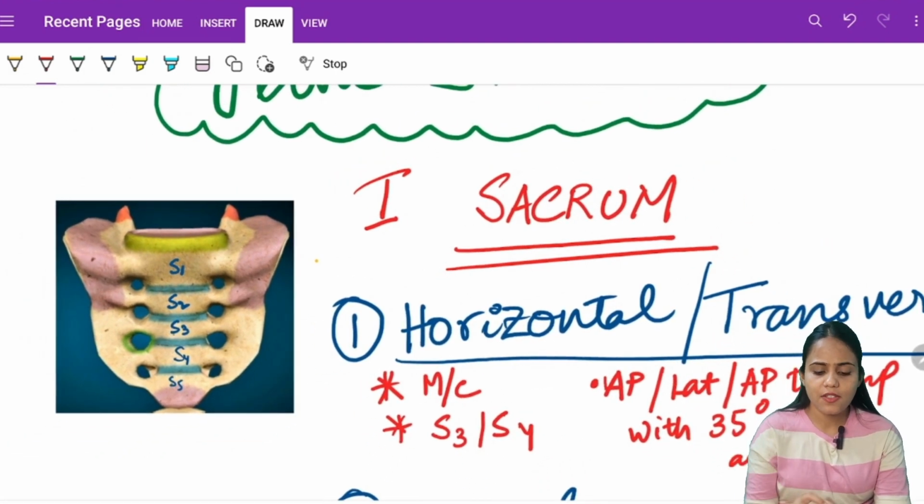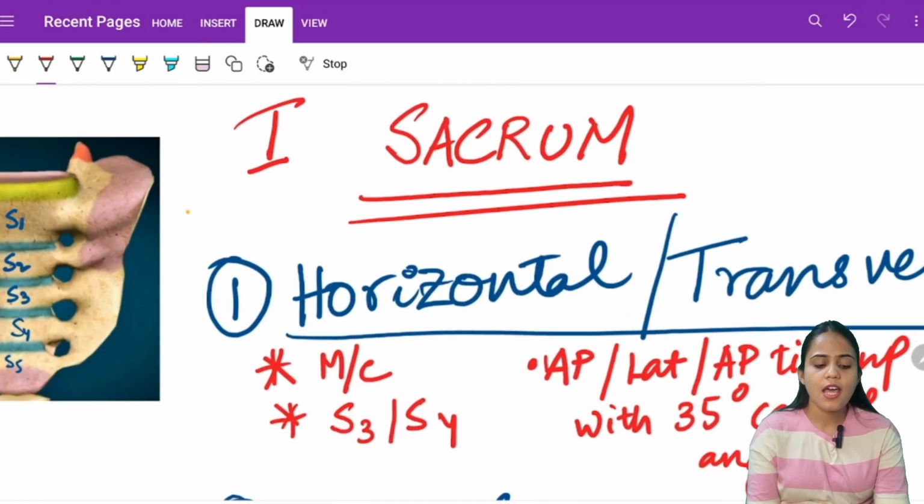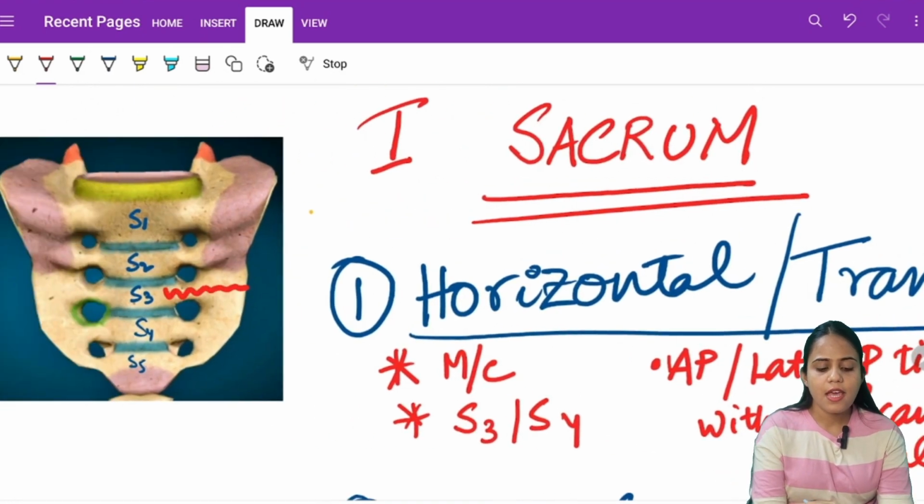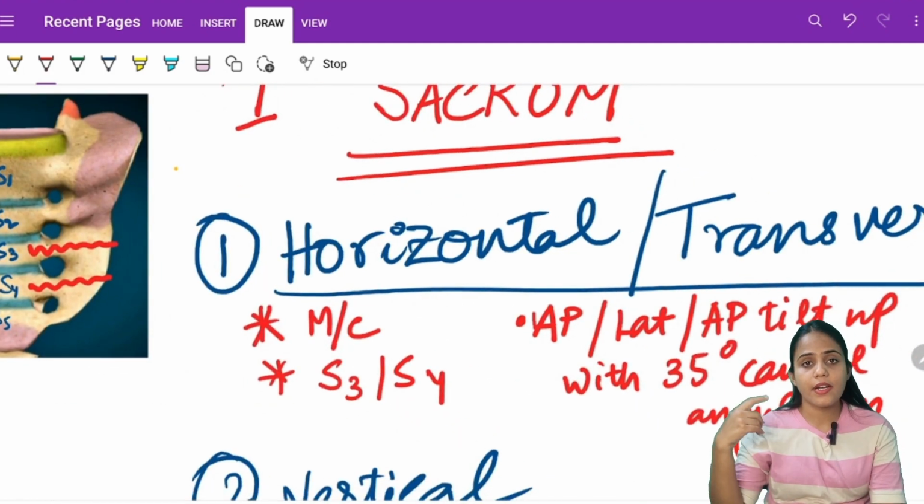The horizontal or transverse fracture is the most common fracture here, and this usually involves the S3 and S4. The view that we will use here is either an AP view or a lateral view or an AP with a tilt up 35 degrees caudally.